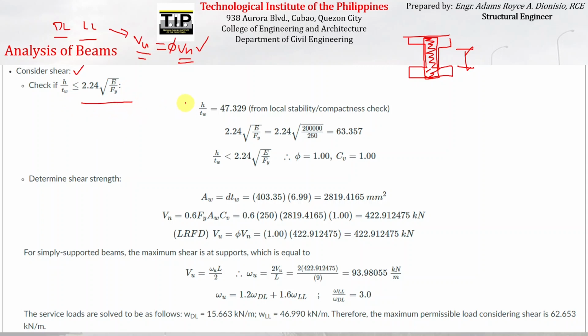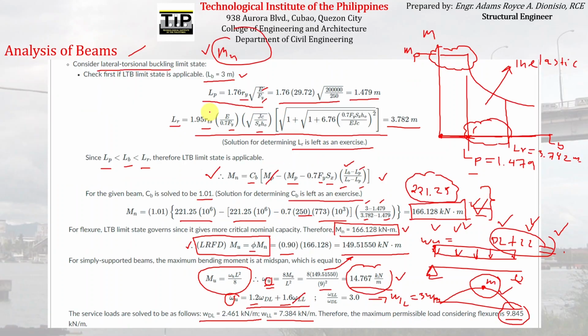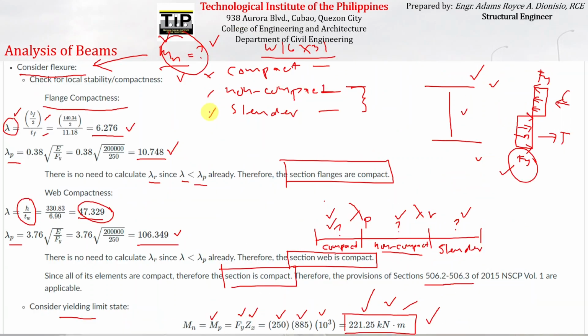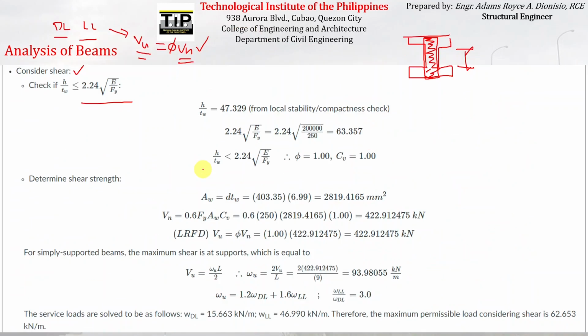So as we have computed a while ago, we already computed the width thickness ratio of the web. If you don't remember, let's just go back a few slides. So we already computed here the width thickness ratio of the web, which is this. Okay, so it is equal to 47.329. So we just have to compare that to this limit here, which is equal to 63.357. And since the width thickness ratio is less than this limit, therefore, we can use a value of φ equal to 1 as well as a value of Cv equal to 1.